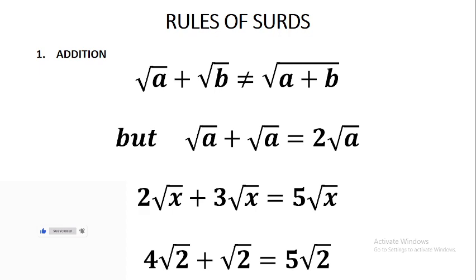Just like when we have laws of indices, there are some laws that we are meant to know, and those laws help us to solve indices without making mistakes or just gambling around. We also have laws of logarithm. They are there to help us solve questions on logarithm without just guessing or doing the wrong thing. So also with surd, there are some rules that we are meant to know, and I'm going to be explaining them one after the other to us.